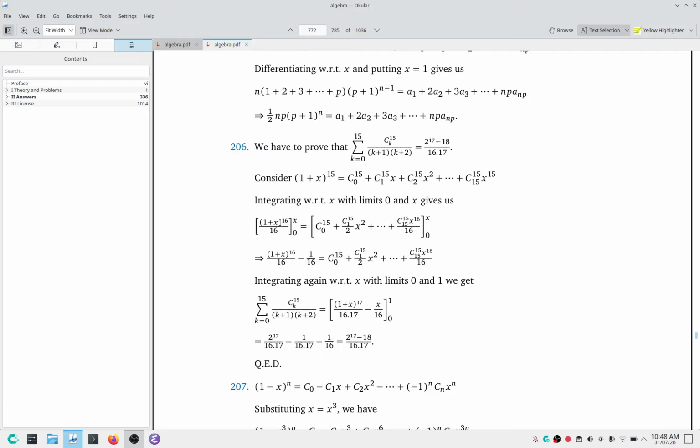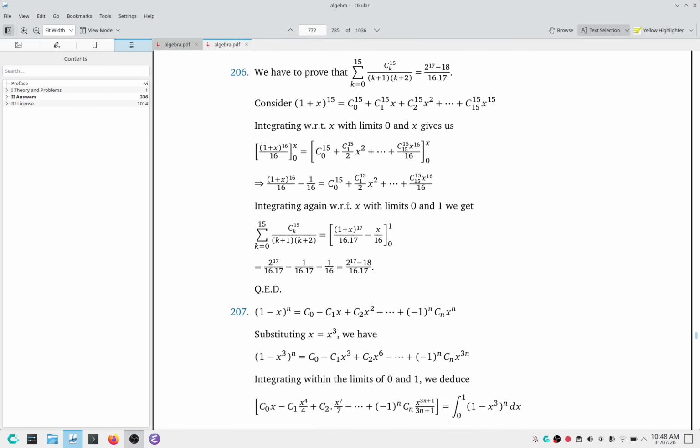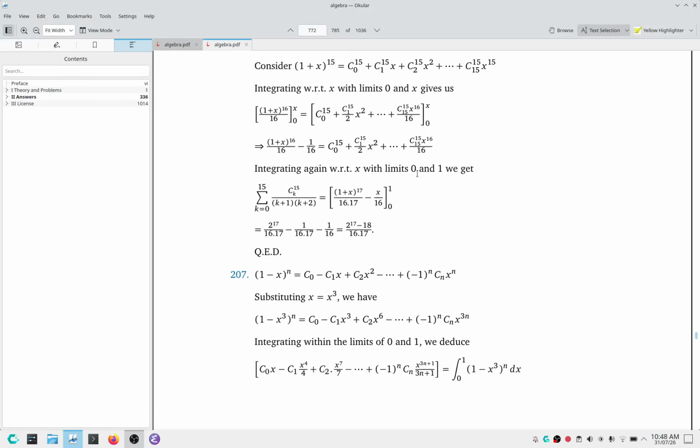So we get 1 plus x to the power 16 upon 16 between limits 0 and x, and this becomes 15c0 x plus 15c1 upon 2 x square up to 15c15 x to the power 16 upon 16. So we have got this upon substituting the limits. Okay, we integrate again with x. There should be an x here. X is missing, 15c0 should have an x. Okay, we integrate again with the limits 0 to 1.